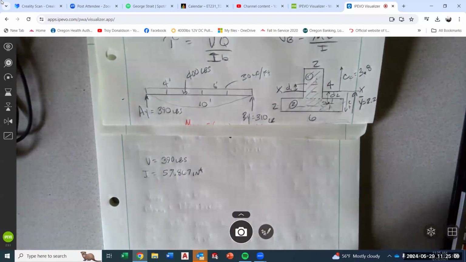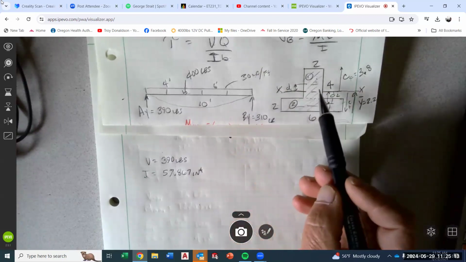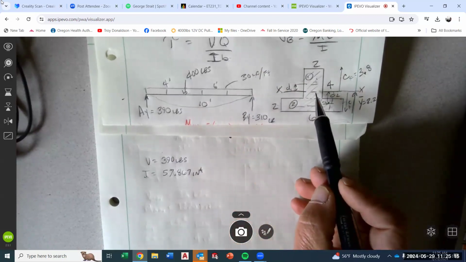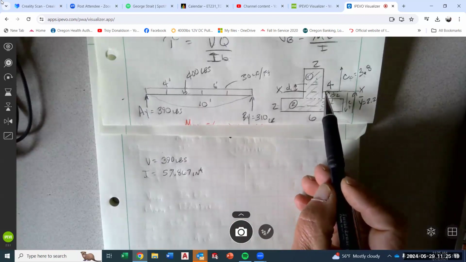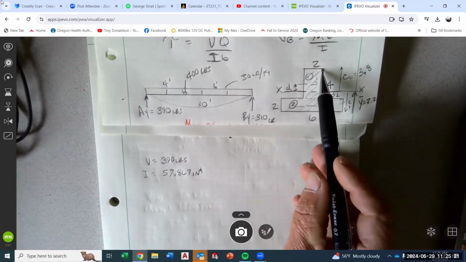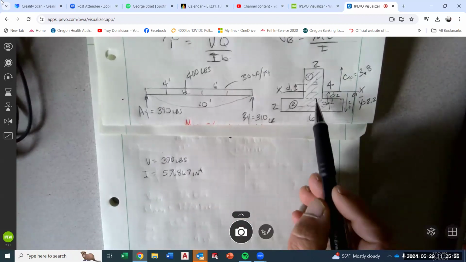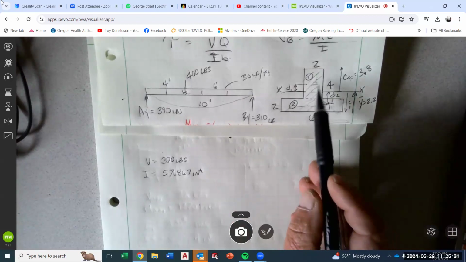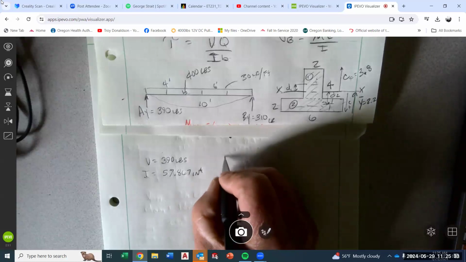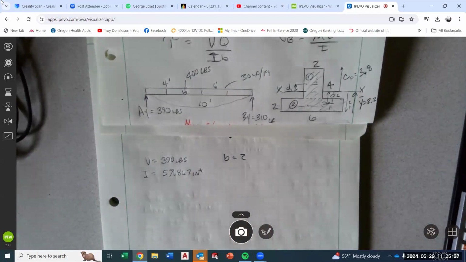B is the width of the base at the neutral axis, because shear is maximized here at the neutral axis. Bending stress is maximized at the outermost fibers, either there or there. But shear stress is maximized at the neutral axis. So we need the base at the neutral axis. That's 2. So B equals 2.